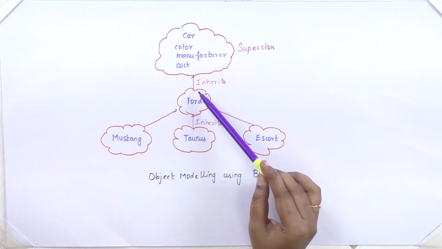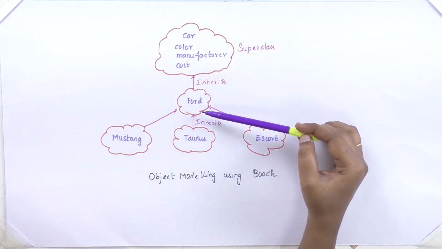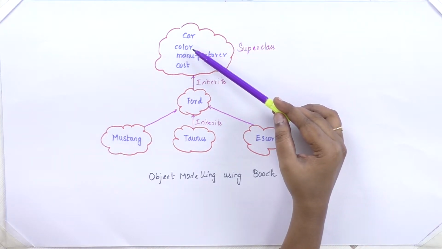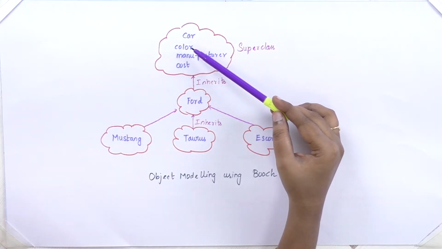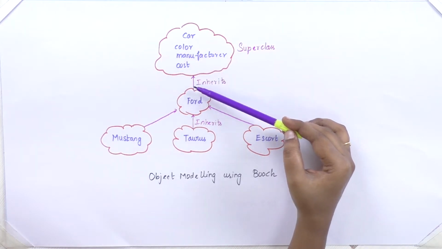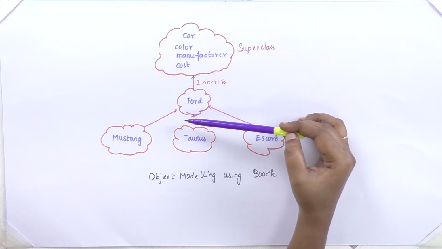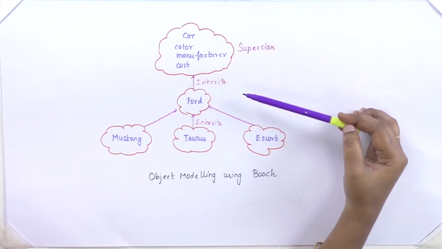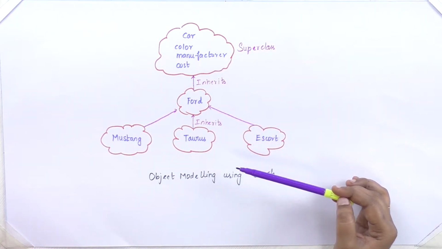So these child classes will be inheriting the parent class Ford. And the Ford class is also a subclass that will be inheriting the parent class car. This car class will have attributes like color, manufacturer, cost, and these attributes will be used by the Ford subclass. So this diagram says about the inheritance we can have in a car manufacturing system.